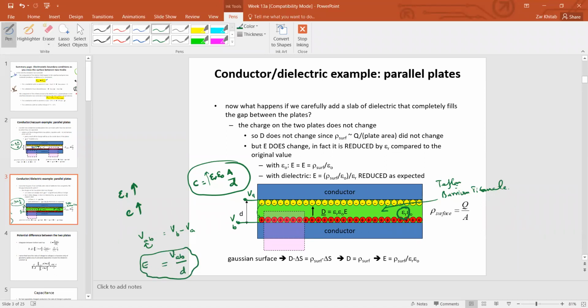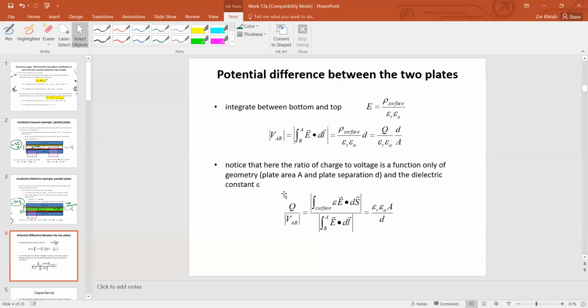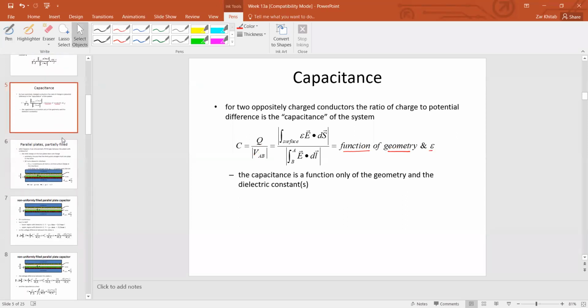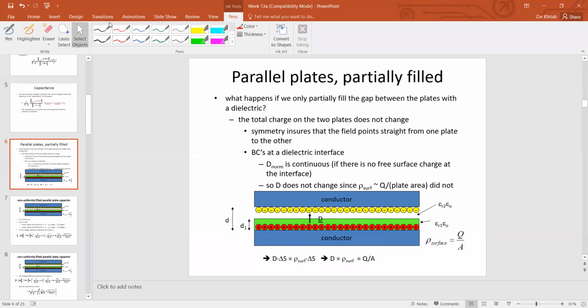Those kinds of things are already known to us. So here we saw the definition of the capacitance. The capacitance is basically charge divided by the voltage. So the capacitance of a structure is a function of the geometry of the structure and the dielectric constant. Then we saw the parallel plate capacitor.